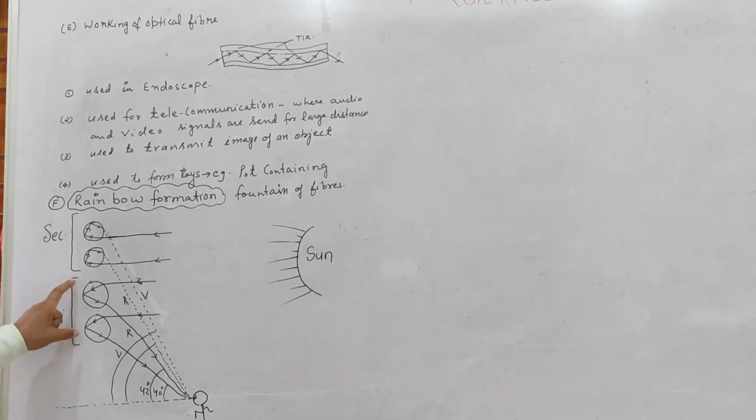This is called the primary rainbow, in which only one total internal reflection takes place. And in this case, this is called the horizon. The violet color is at 40 degrees and the red color is at 42 degrees from the horizon in case of the primary rainbow. The primary rainbow is the brighter rainbow.